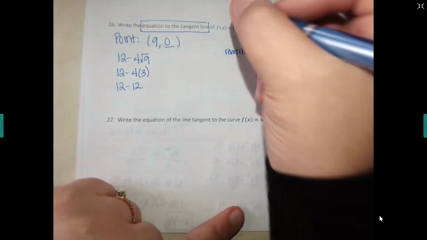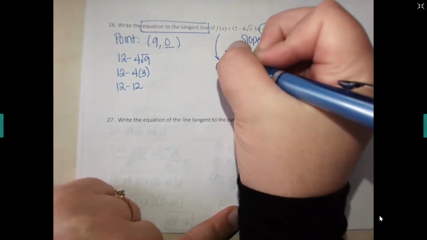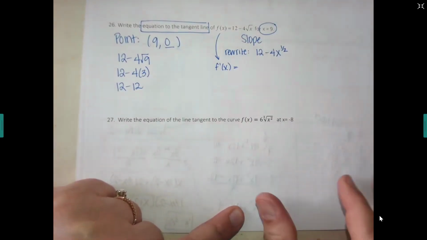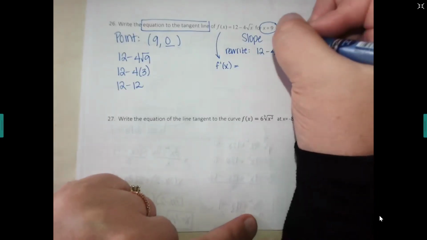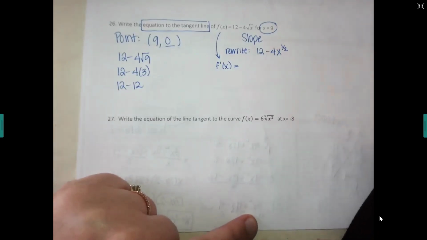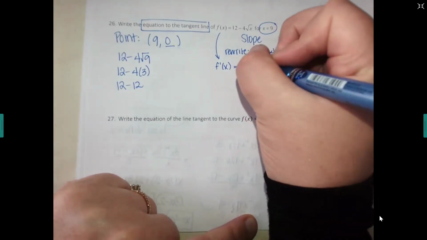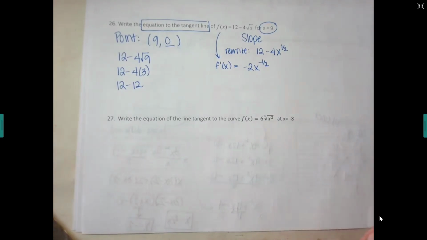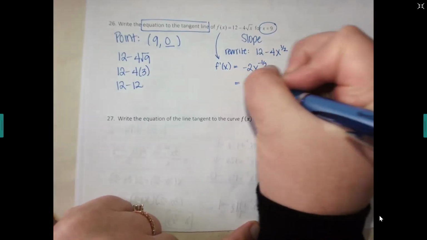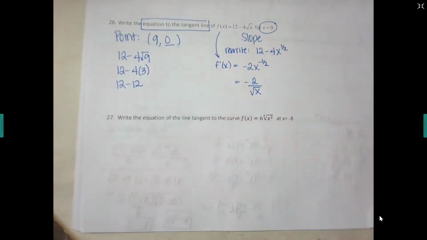Okay, let's take the derivative. F to f prime. What's the derivative of 12? 0. Good. What about minus 4x to the half? 2. Yes. X to the negative. Good, good. Okay, then my minus a half power needs to go back where? To the bottom. So remember, a half is a square root. The negative places it under the 2 instead of next to it.